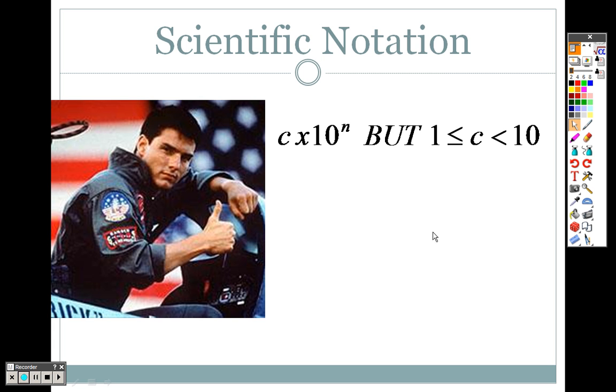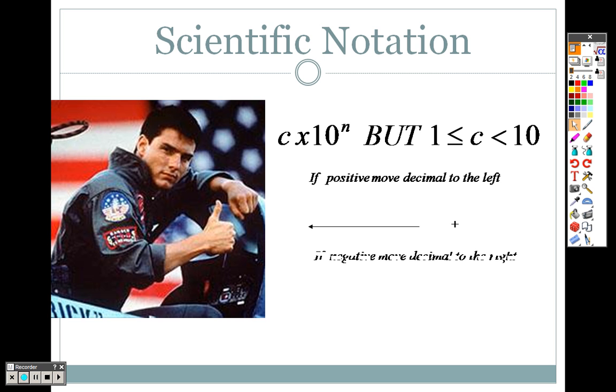And it's times 10 to the some power, and that power can be negative or positive. So this is just little tricks to keep in mind. If that n is positive, you move the decimal to the left. And if it's negative, you move the decimal to the right. Okay, just little things to keep in mind.